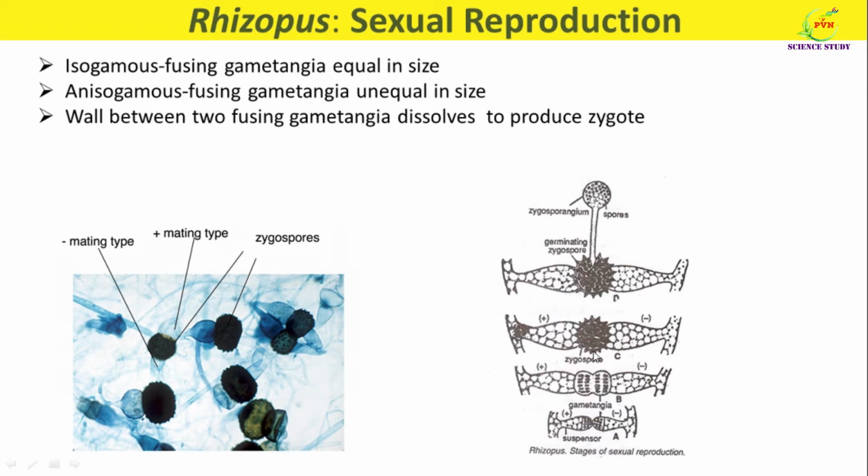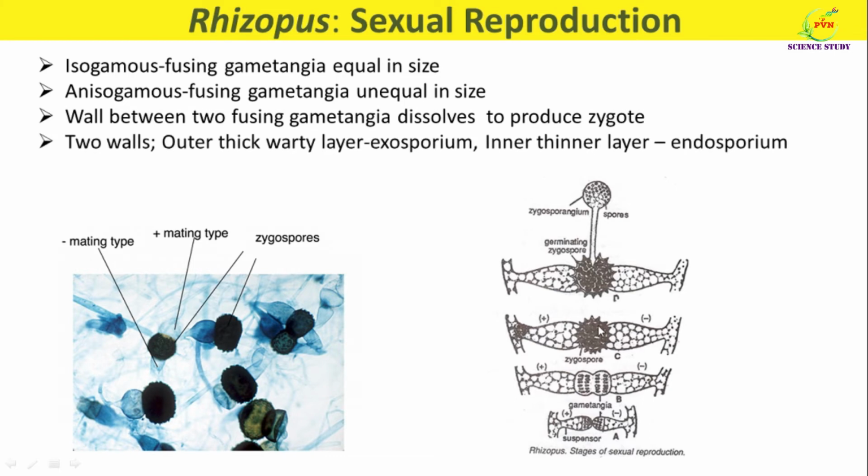The zygote later on increases in size and secretes two walls around it. The outer thick and warty layer is called exosporium and the inner thin layer is known as endosporium. This is the actual photograph of the zygospore, or the zygote, and here you can see the outer warty layer. Here you can also see the suspensors. As soon as there is formation of two layers, the zygote is considered a zygospore.